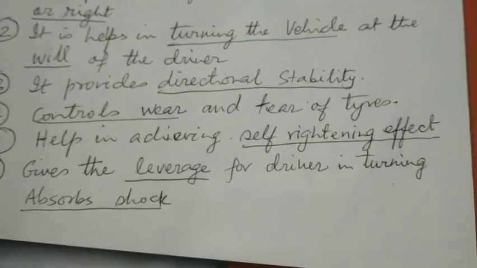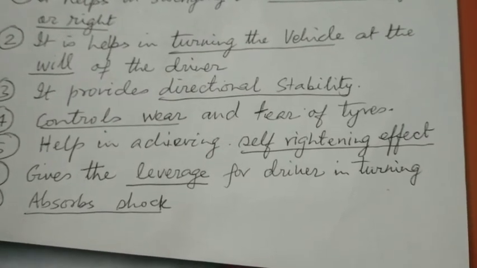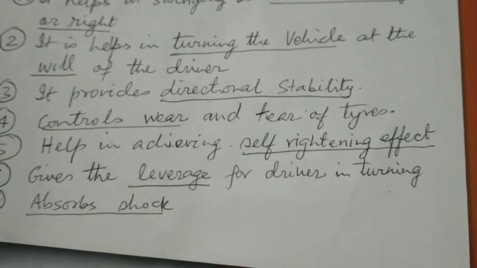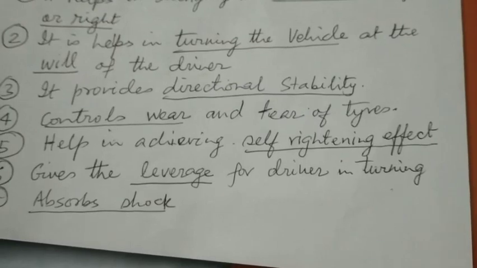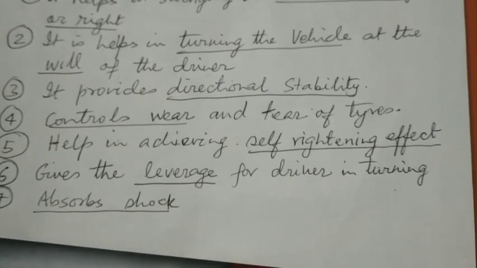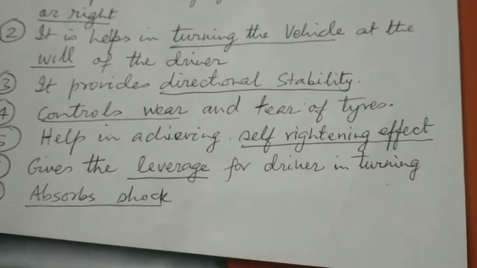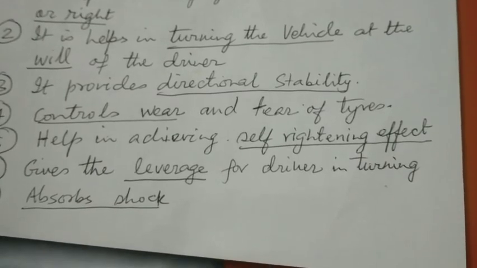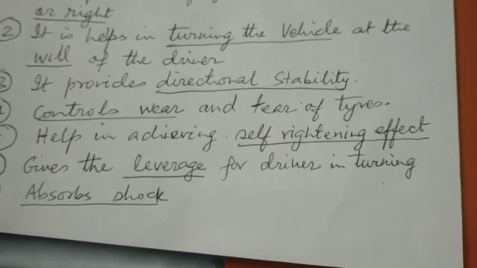Number 4, there can be wear and tear of the tires if there is turning. If we go straight, the wear and tear can be minimum, but it can increase if we do not properly design the steering system. So it controls the wear and tear of the tires if we properly design the steering system.